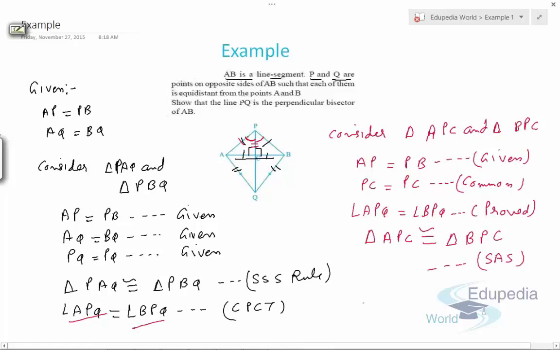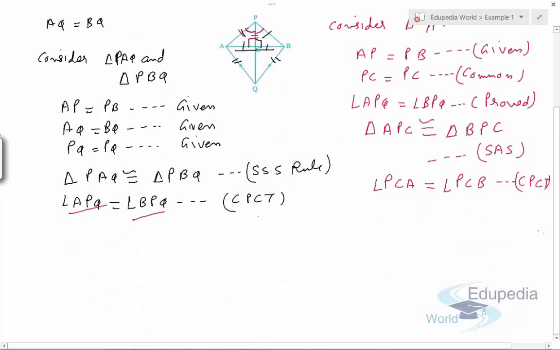Now we can say that angle PCA equals angle PCB by CPCT. In the next part we have to prove that PQ is the perpendicular bisector of AB. And by CPCT also we can say that AC equals BC.